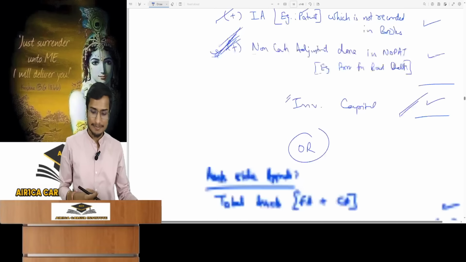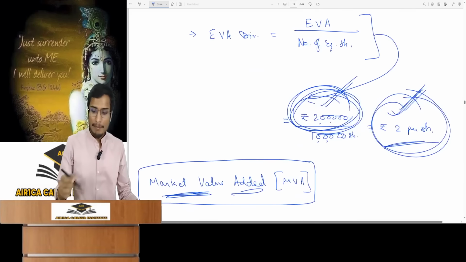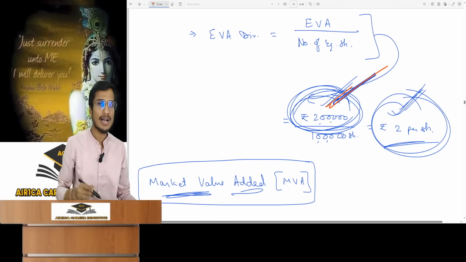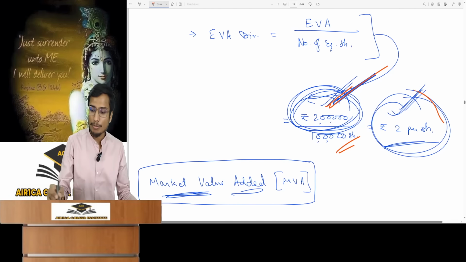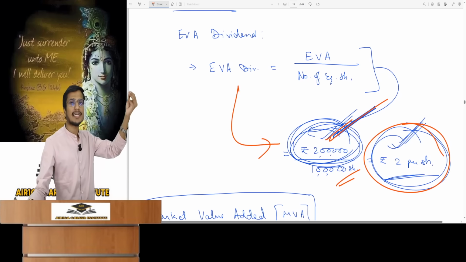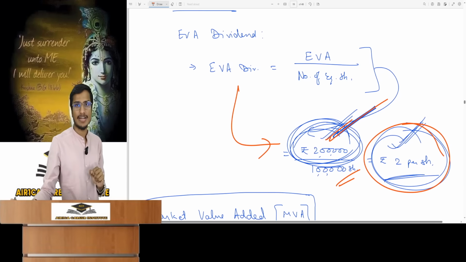Let's see an example. Let's say the company's EVA came out to be rupees 2 lakh. With 1 lakh shares, that comes to 2 rupees per share, which is the EVA dividend. If the company is distributing 2 rupees per share as dividend, it is called EVA dividend.